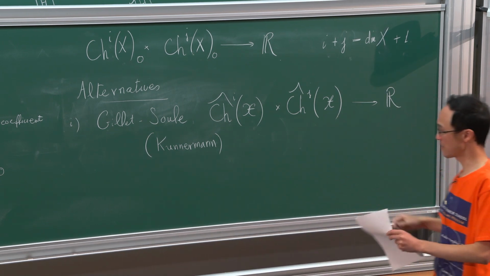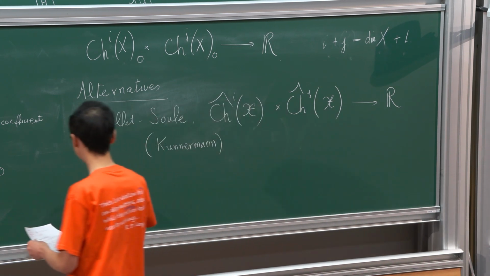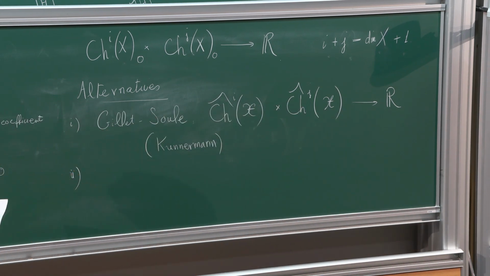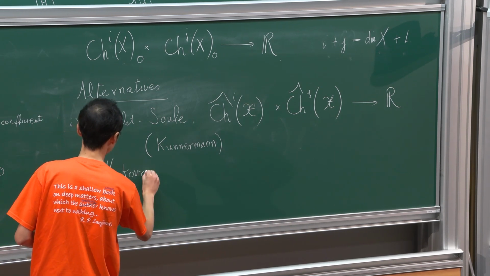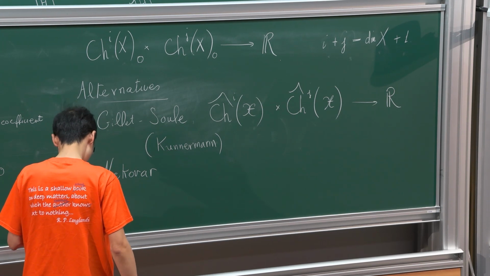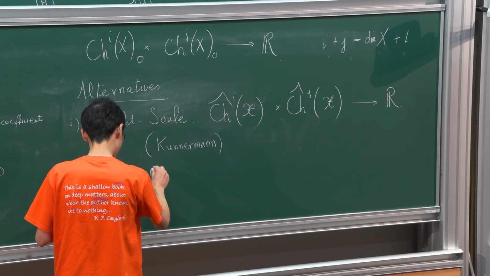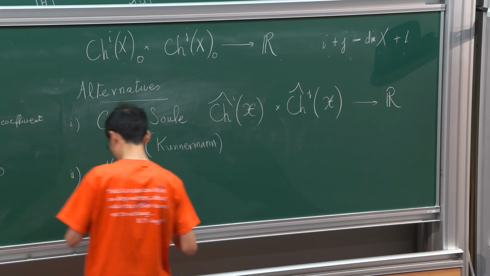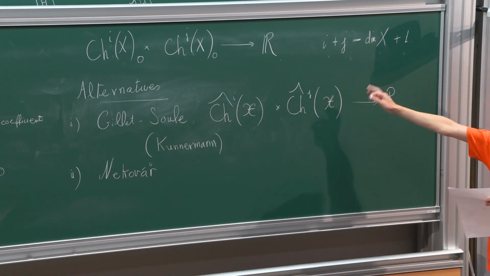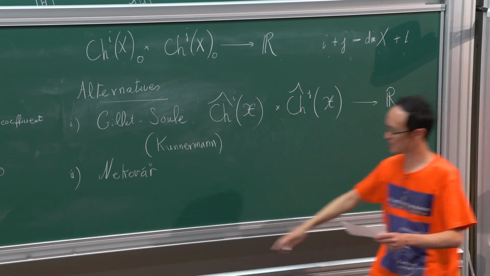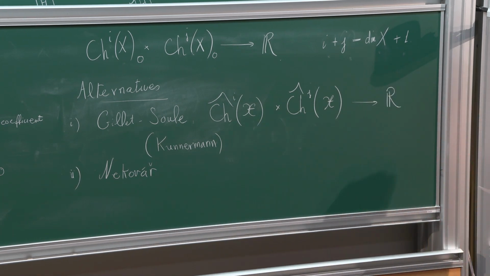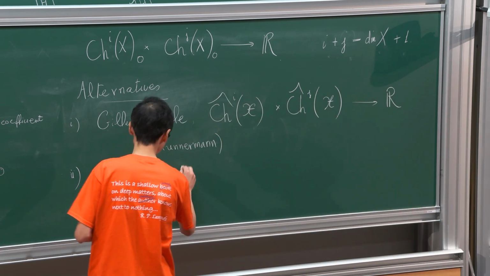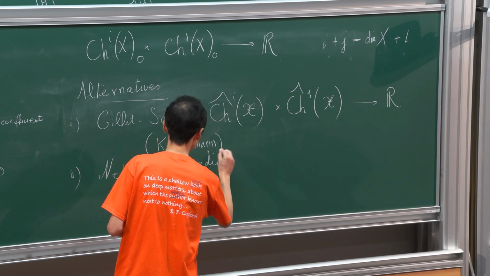So that's one alternative. The second one is that you can work with p-adic height. So Nekovar. Okay, so this may be more complicated. I'm at the blackboard, so it's even more difficult to write. Maybe, did I put it correctly? Okay, even Pierre Henry doesn't know, so then I have a good excuse. So Nekovar has a p-adic height pairing.